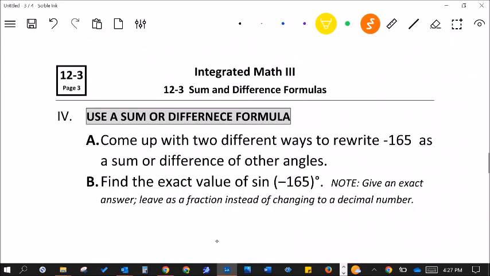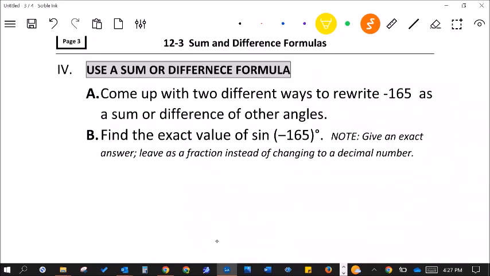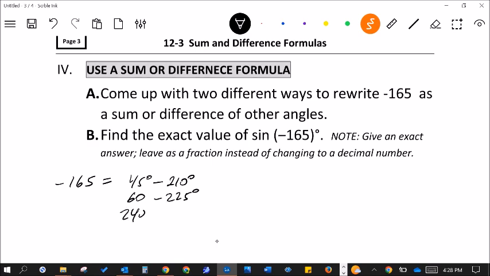Let's take a look now. We're doing the same thing, but this time let's find two different ways to rewrite negative 165. So there is negative 165. So I have to think, what would give that to me? I have a couple of possibilities here. I could do 45 degrees minus 210 degrees. That would give me a negative 165. I can do 60 minus 225 degrees. I can do 240 minus 405 degrees. So I have like three possibilities right here, right now.